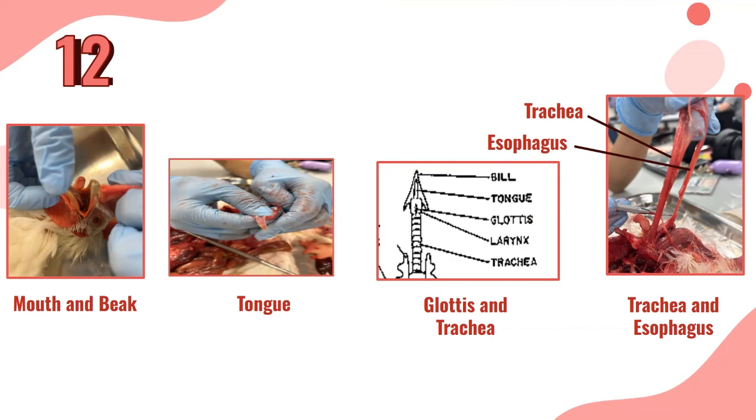Esophagus. It's a flexible muscular tube, and it connects the mouth to the rest of the digestive tract. It contracts and expands to pass food down. Glottis. The glottis is an opening to the trachea and is seen as a pair of flaps of tissue.